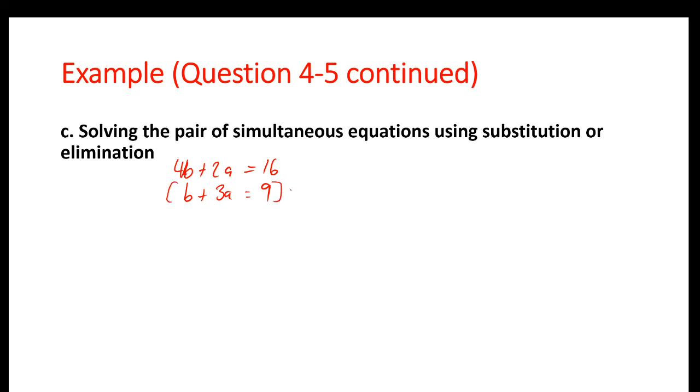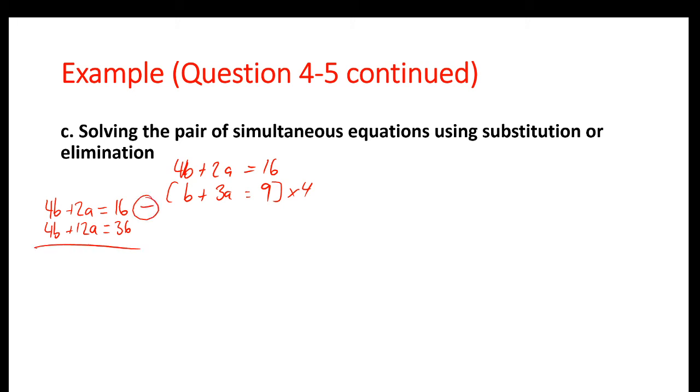But what I do see is that I can multiply this bottom one by 4, because if I do that, then I'll have the same amount of b's in both. So on the side here, 4b plus 2a is equal to 16. 4 times b is 4b. 3a times 4 is plus 12a, and equals 9 times 4, which is 36. Now, because I've got the same pronumeral with the same sign, positive and positive, I'm going to subtract these 2 equations.